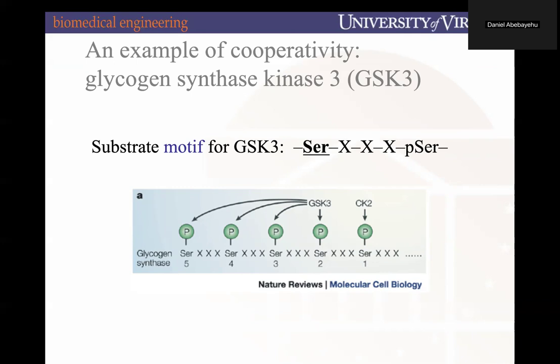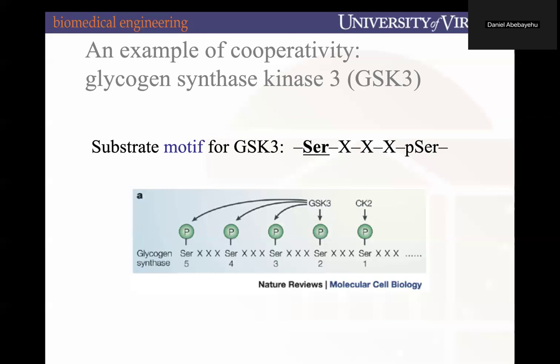It targets a serine. Looking at the amino acid sequence, X is just any old amino acid, it could be anything. So when we have a serine, three amino acids, and then a phosphorylated serine, that is the motif that the GSK3 enzyme targets, and it phosphorylates the serine. What ends up happening is a priming phosphorylation event by casein kinase 2, that's CK2. So we have our first priming phosphorylation event here, and then GSK3 can see serine, three amino acids, and then a phosphorylated serine.